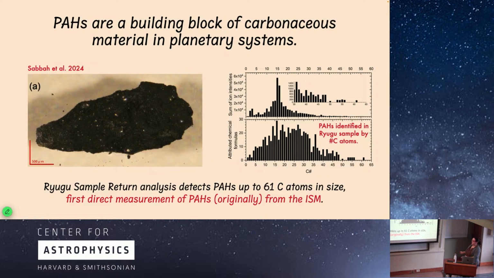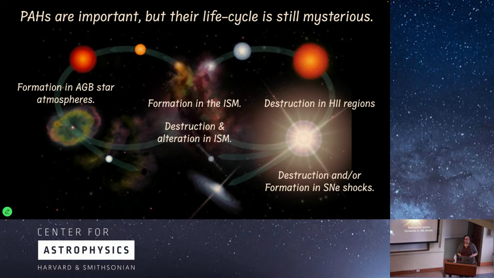The interesting thing, though, once we get through what PAHs do, is that we don't technically really understand how they got there or where they go. So the PAHs are very important, but their life cycle is still really mysterious. So there's some evidence that they can form in the atmospheres of AGB stars. There may be routes for formation in the ISM. They're definitely destroyed and altered throughout the ISM. And they may be destroyed, especially in H2 regions or in supernova shocks. But almost all of these aspects of their life cycle are still relatively unknown.